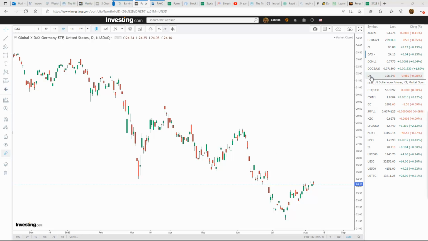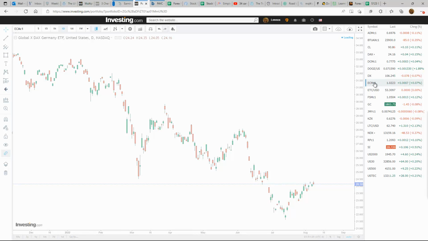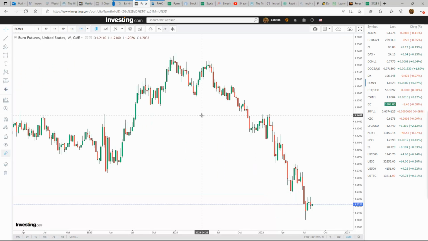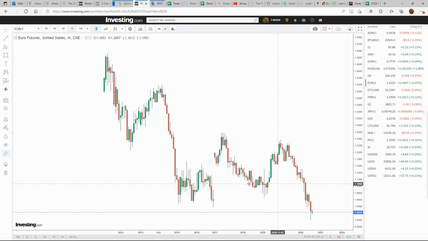Taking a look at, we looked at the US dollar. Let's take a look at the euro. So the euro, with US dollar strength, we would see continued weakness. You can see this weakness in the euro. Euro is still having a little bit of problem. Let's go to the monthly just so I can see what's going on.